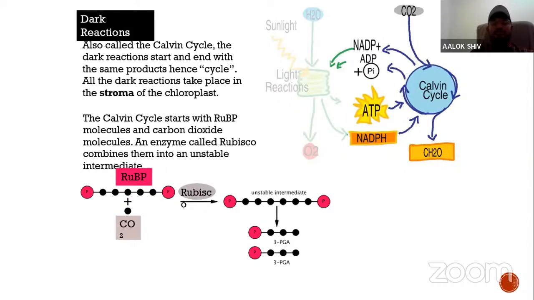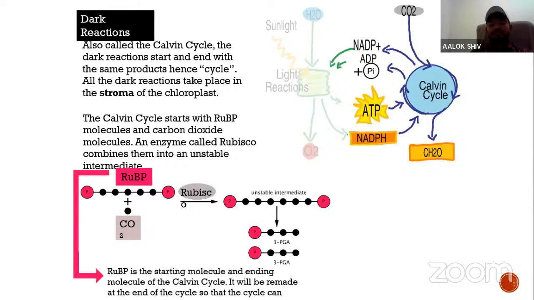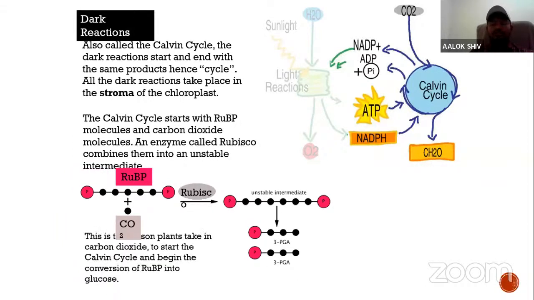So an enzyme called Rubisco. What happens? This enzyme Rubisco combines the RuBP and CO2, and converts them into an unstable intermediate. Why is it called an intermediate? Because this is the intermediate product, and this is unstable. So what happens? This unstable product breaks down further and gets converted into two stable products. And what are these two stable products? This is nothing but the 3-PGA, phosphoglyceric acid.